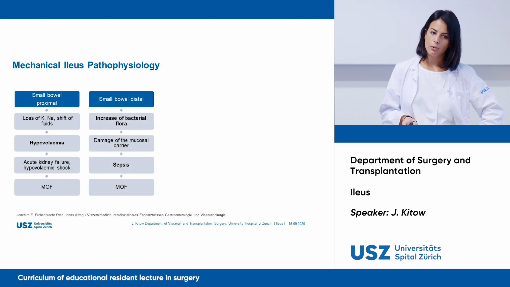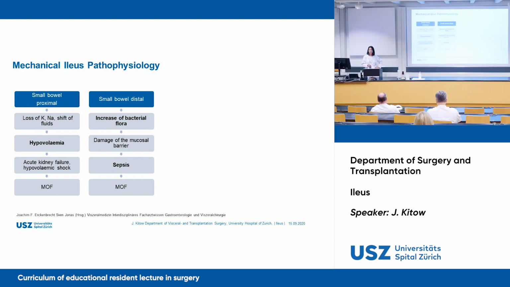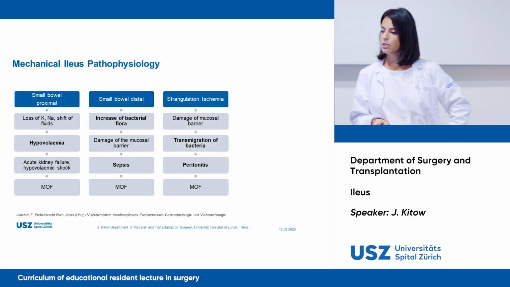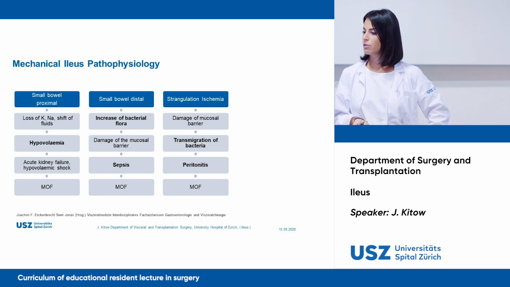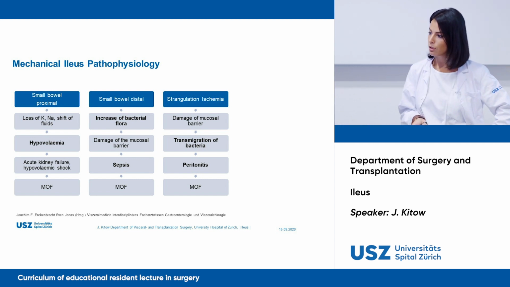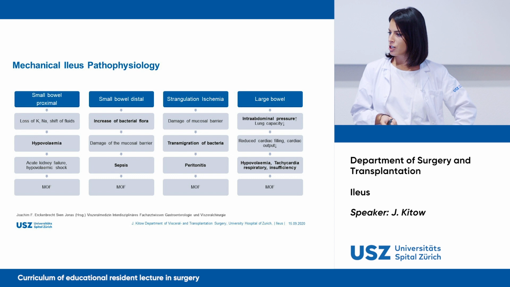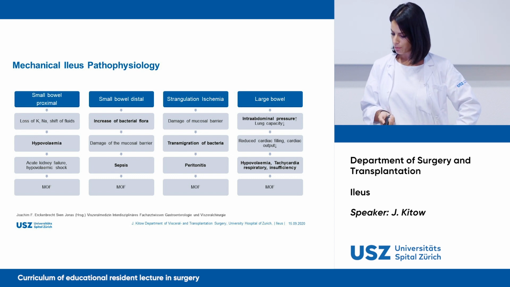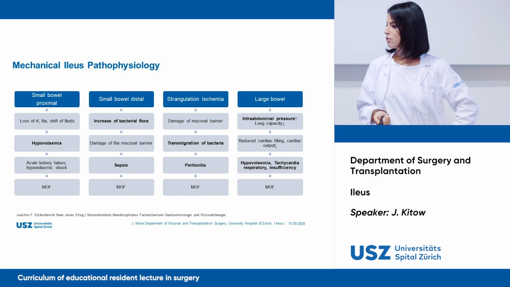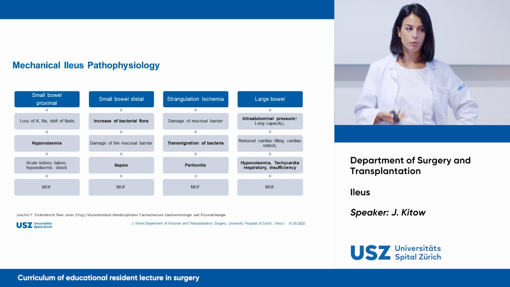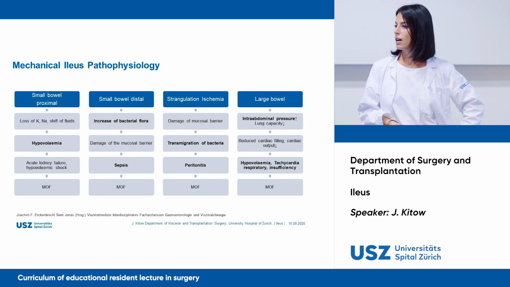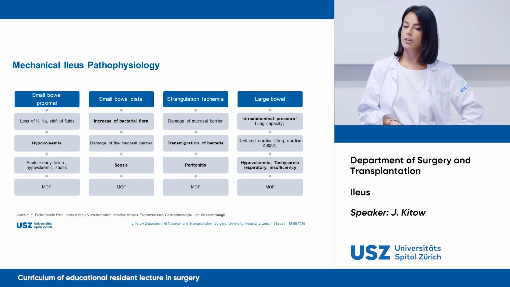In the distal small bowel, we will have a transmigration of bacteria from the large bowel, causing damage of the mucosal barrier and ending up in sepsis or multi-organ failure. When it comes to strangulation or ischemia, the transmigration of bacteria throughout the bowel wall will cause peritonitis. And in the large bowel, we have a really large distended bowel. So this will cause the intra-abdominal pressure to rise and the diaphragm to move more cranial, which will cause a reduced cardiac filling. The cardiac output will be lowered, causing hypovolemia, tachycardia, and respiratory insufficiency.